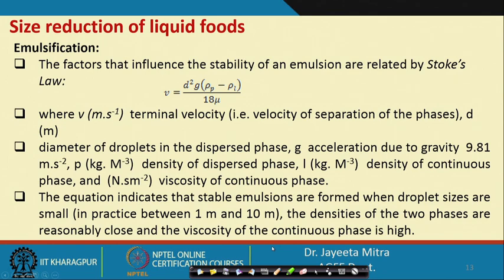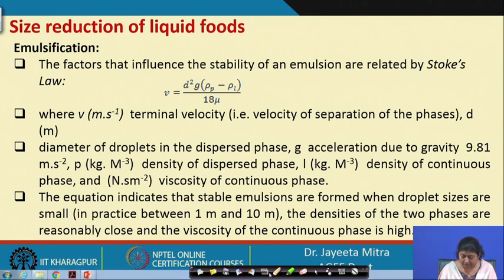Now, the equation indicates that stable emulsions are formed when the droplet sizes are small, in practice between 1 micrometer to 10 micrometer, the densities of the two phases are reasonably close, and the viscosity of the continuous phase is high.